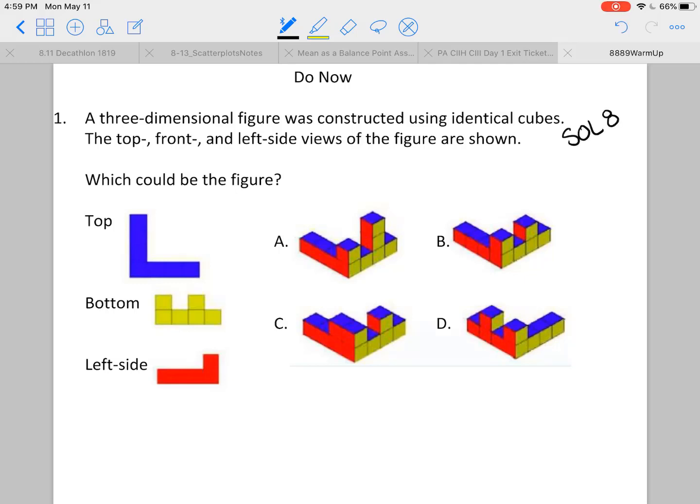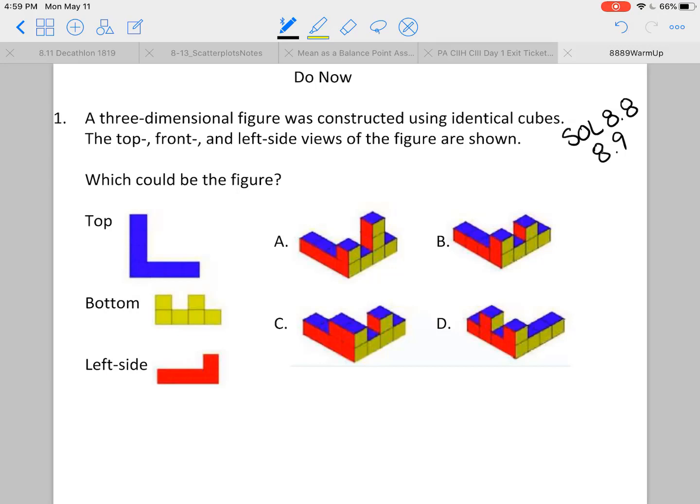Today we are going to be reviewing the warm-ups for SOL 8.8 and 8.9. SOL 8.8 covers the top, side, and front view of three-dimensional figures made up of either blocks or smooth surfaces, or three-dimensional figures such as cones or rectangular prisms. SOL 8.9 covers the Pythagorean Theorem.